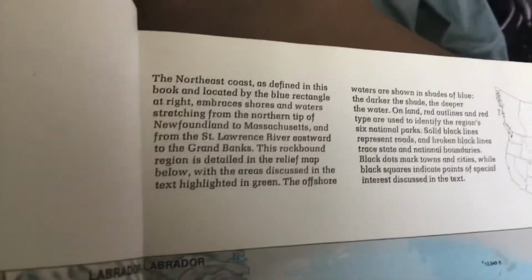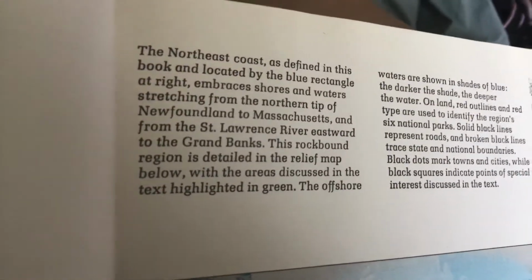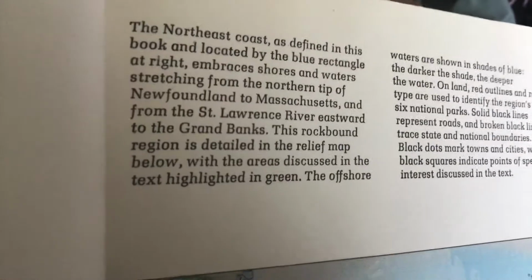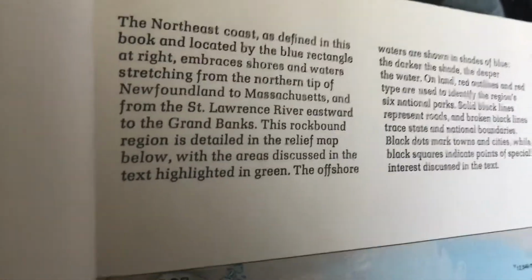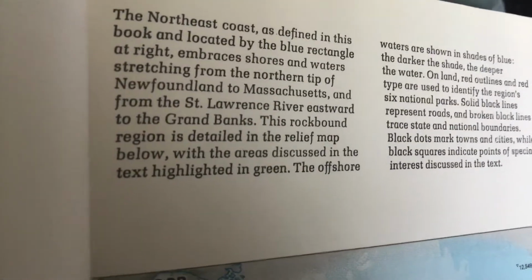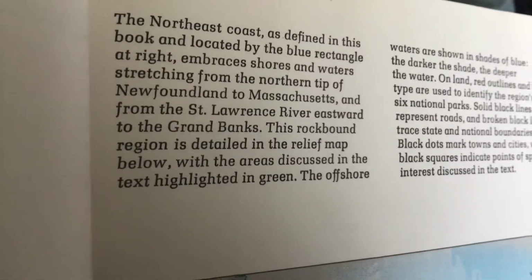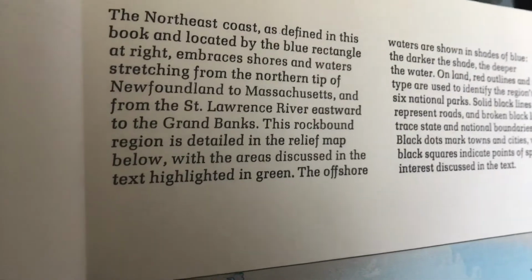The northeast coast, as defined in this book and located by the blue rectangle at right, embraces shores and waters stretching from the northern tip of Newfoundland to Massachusetts, and from St. Lawrence River eastward to the Grand Banks. This rock-bound region is detailed in the relief map below, with the areas discussed in the text highlighted in green.